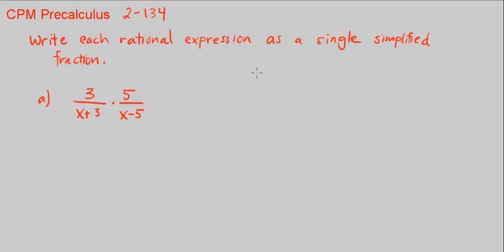This is CPM Precalculus Chapter 2, number 134. So in this question, we're asked to write each rational expression as a single simplified fraction.